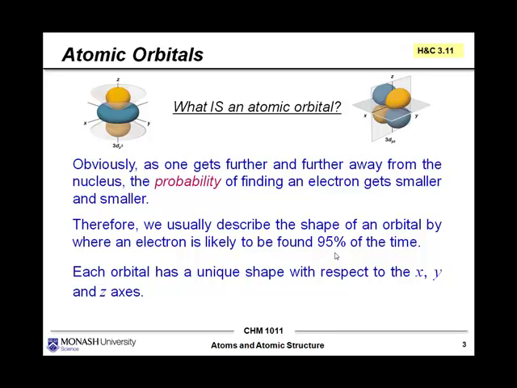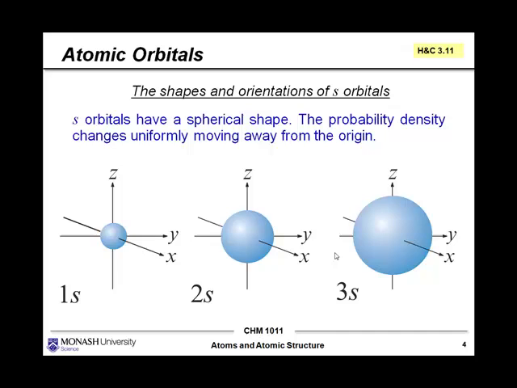Obviously, as one is getting further and further away from the nucleus, the probability of finding that electron is smaller and smaller. So we usually describe the shape of an orbital by where an electron is likely to be found around 95% of the time. Each orbital has a unique shape with respect to the x, y, and z axes. Okay, on this slide you can see a couple of examples, and these are d orbitals. The orbitals that you should be familiar with as a part of Chem 1011 are s, p, and d orbitals.